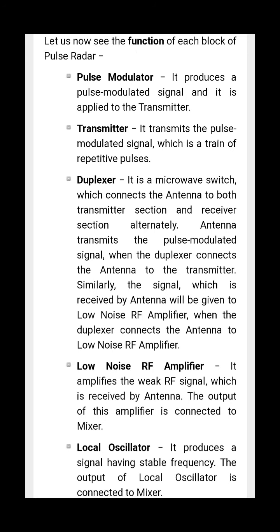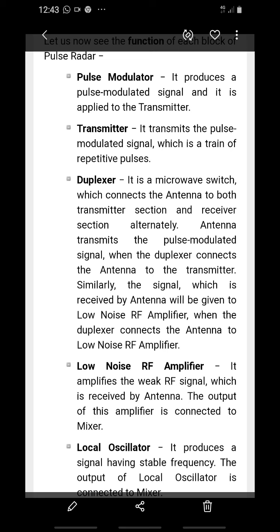Let us see the function of each block of the pulse radar. Pulse modulator. It produces a pulse modulated signal and it is applied to the transmitter. The transmitter transmits the pulse modulated signal, which is a train of repetitive pulses.